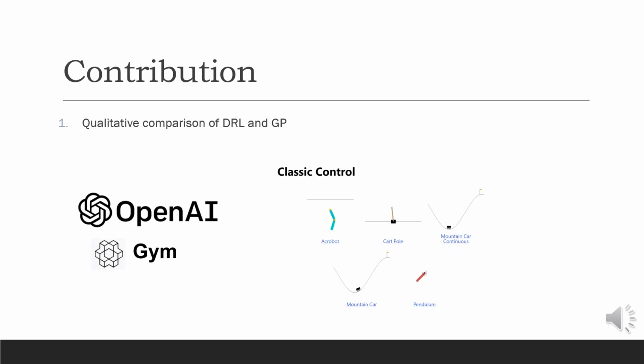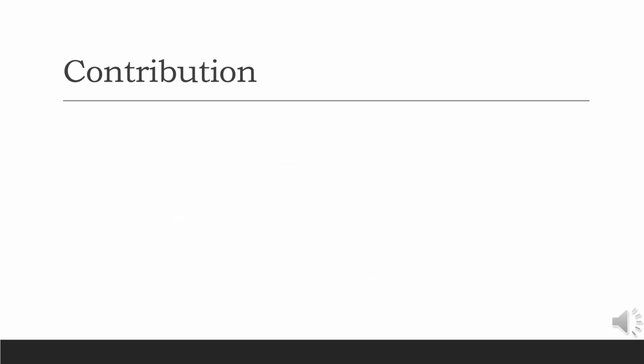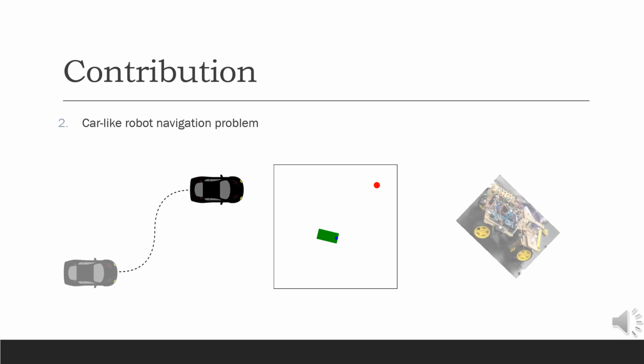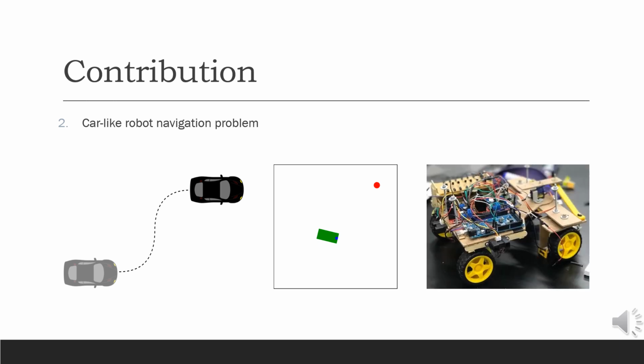Since this benchmark is commonly used to test reinforcement learning algorithms, a comparison between these paradigms may provide insights into the strengths and weaknesses of each approach. We also address the problem of local autonomous navigation for a car-like mobile robot. The simulation is implemented as an environment in the Gym library and is based on a prototype vehicle created by graduate students at Rio de Janeiro State University.